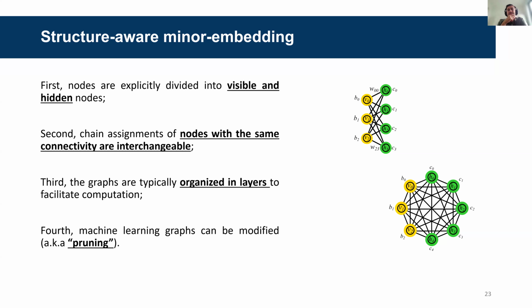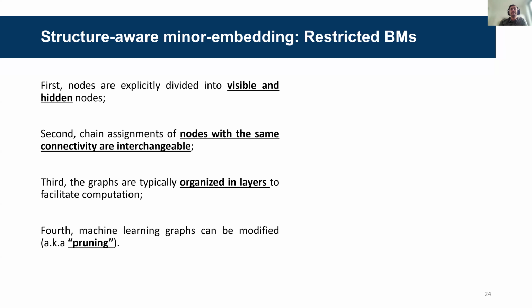Second is that chain assignments of nodes with the same connectivity are interchangeable. This applies to any optimization problem as well, but it's just that in machine learning, we find this more often because of the symmetry and the types of graphs that we use. Then third, the graphs are typically organized in layers to facilitate computation. And then fourth is that machine learning graphs can be modified. So it's also what we call pruning in classical machine learning. And we can do this without losing overall functionality. And I'll show you more about that.